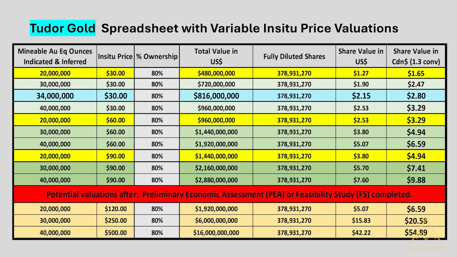Their fully diluted share count at this time, when I put this together, was 378,931,270 shares. So when you do the in situ formula and it runs across, those numbers at 20 million ounces and $30 in situ would give you $1.27 US per share value, or $1.65 Canadian at a conversion rate of 1.3.